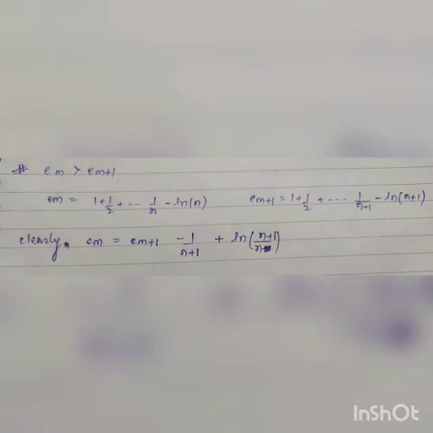Now let us move to the next result. Em is greater than Em plus 1. So first define them. Em is equal to 1 plus 1 over 2 plus 1 over 3 and so on up to 1 over n minus log n, and Em plus 1 is equal to 1 plus 1 over 2 and so on up to 1 over n plus 1 minus log n plus 1. By very basic mathematics, we can easily see that Em is equal to Em plus 1 minus 1 over n plus 1 plus log of n plus 1 over n.